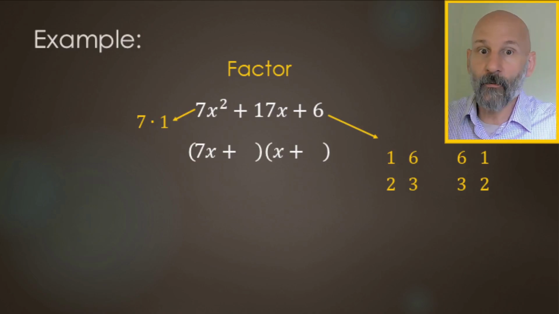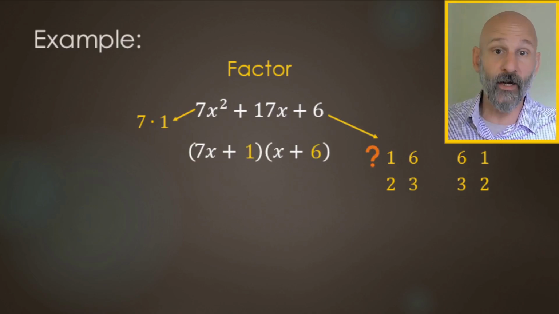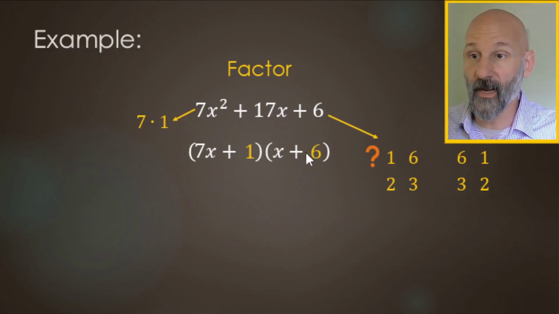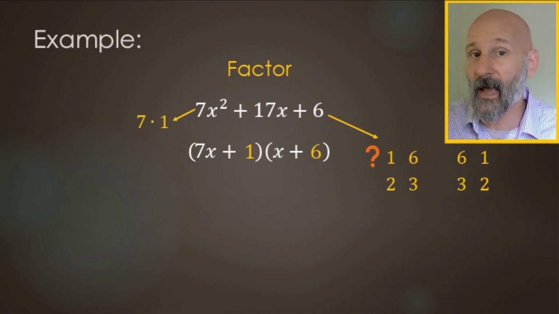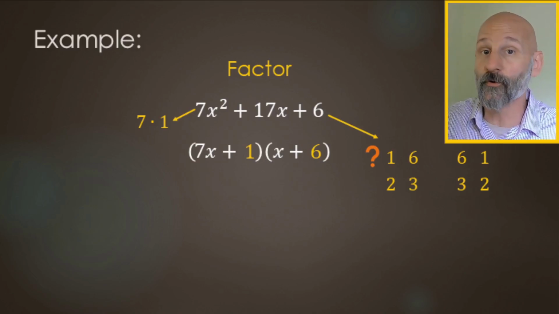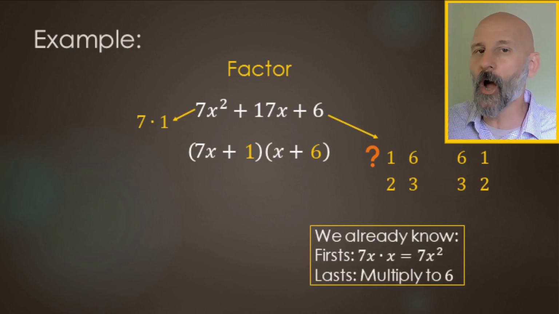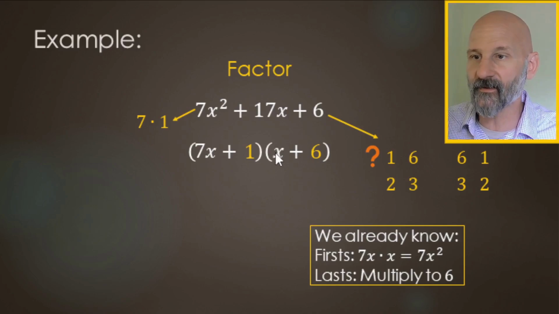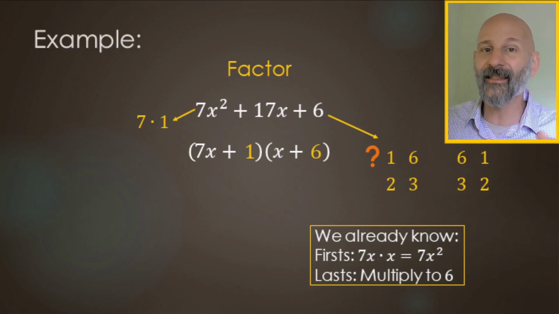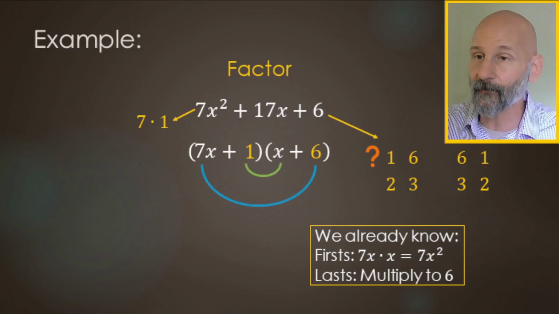Okay. So now we just guess. Well, let's guess. Maybe it's a 1 and a 6. So we put 1 and a 6 there for our blanks. And now we check, right? We re-multiply these back out to see if 1 and 6 are those two numbers. Now, we already know the firsts are good and the last is good, right? 7x times x makes 7x squared. 1 times 6 makes 6. We already know that part. So really all we're doing is we're checking the inners and the outers to make sure that those add up to a 17.